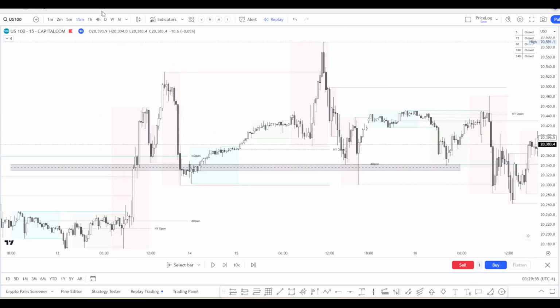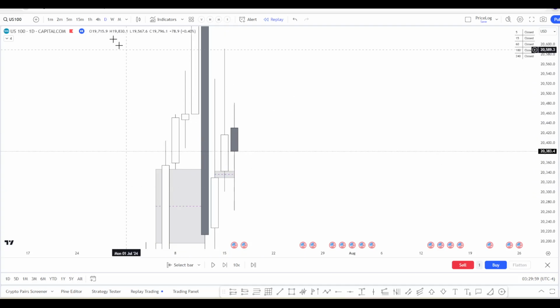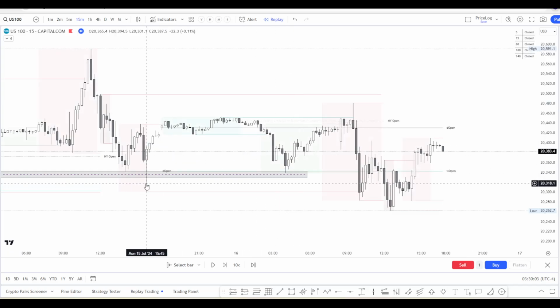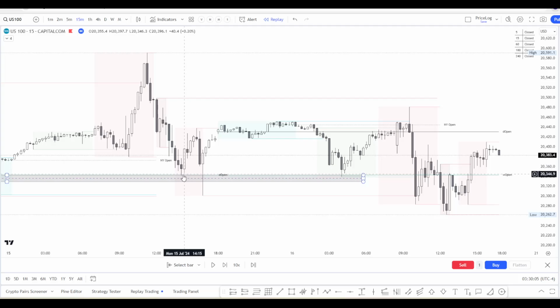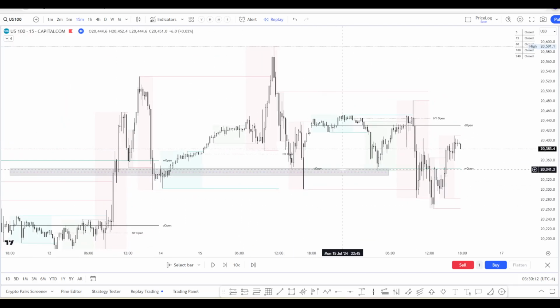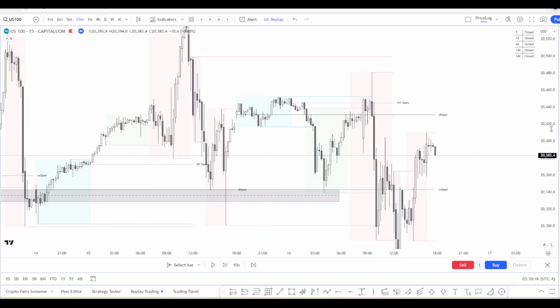So our volume imbalance was created on the 15th of July. And so here, okay, it's created there. We don't trade it here. It's late in the session. London comes in. We know that we are bullish off of this volume imbalance. So we would have to look for longs.